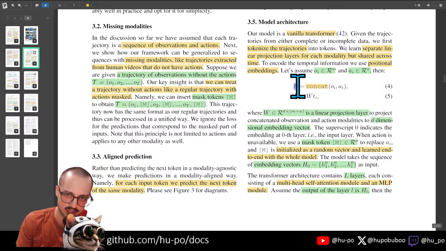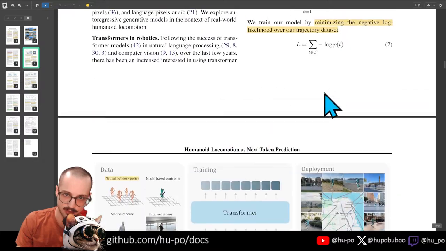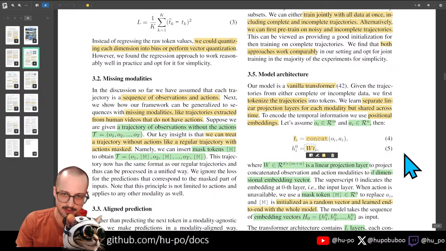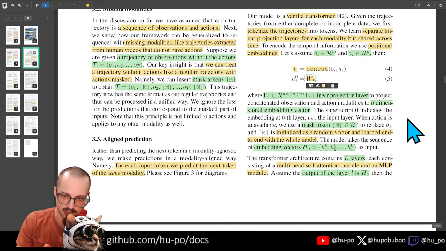Okay, once you have this token, you have a feed-forward weight linear projection layer, just a fancy way of saying a bunch of little neurons described by a matrix of weights, W. The dimensionality of that weight matrix is D by M plus N, so that when you do the matrix multiply, you end up with a D-dimensional embedding vector. That's how you take your observations and actions and turn them into tokens. Now you have a sequence of tokens, so you can feed that into your transformer, which is a vanilla transformer.